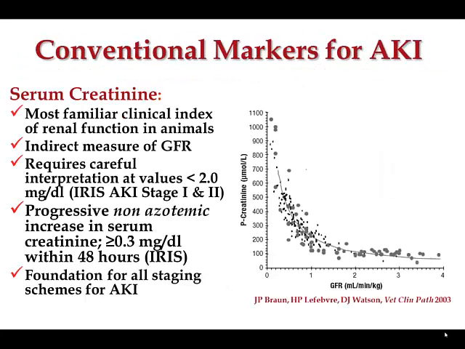Serum creatinine has been our most familiar biomarker that we've used. It's useful because it's a surrogate for glomerular filtration, which historically has been considered kind of the gold standard measure of functional capacity of the kidney. It has this sort of exponential or curvilinear relationship with GFR, which makes it a bit problematic.